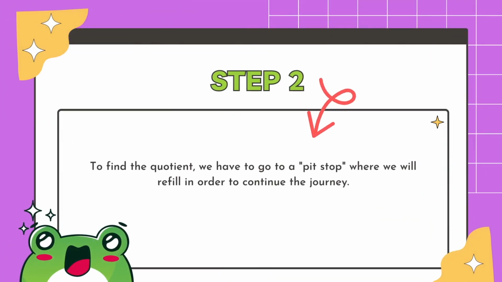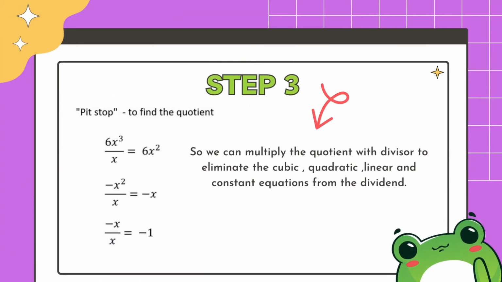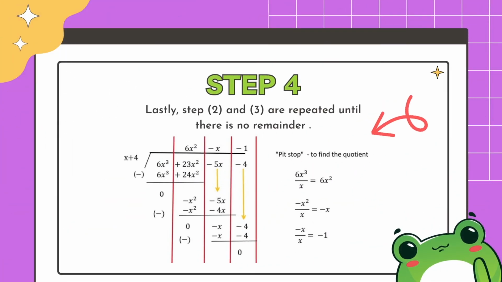To find the quotient, we have to go to a pit stop where we will refill in order to continue the journey. So, we can multiply the quotient with divisor to eliminate the cubic, quadratic, linear and constant equation from the dividend. Lastly, step 2 and 3 are repeated until there is no remainder.